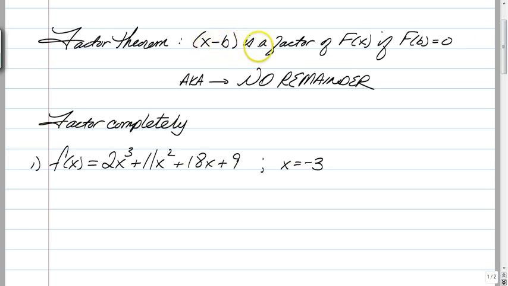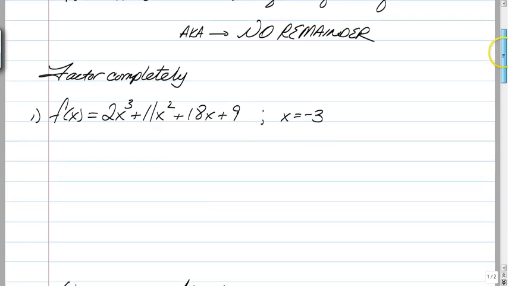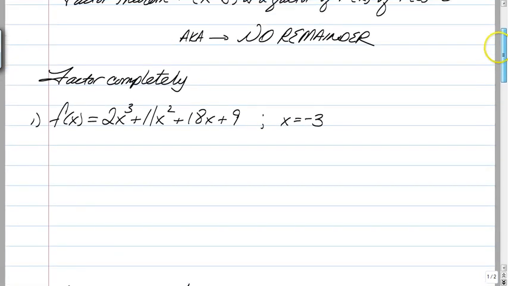If x minus b is a factor of f of x, then f of b is equal to 0. That was if we have no remainder when we do synthetic division. That means that value is a solution. So, for number 1, it says factor completely. And I am going to give you one solution, and you are going to factor this completely.